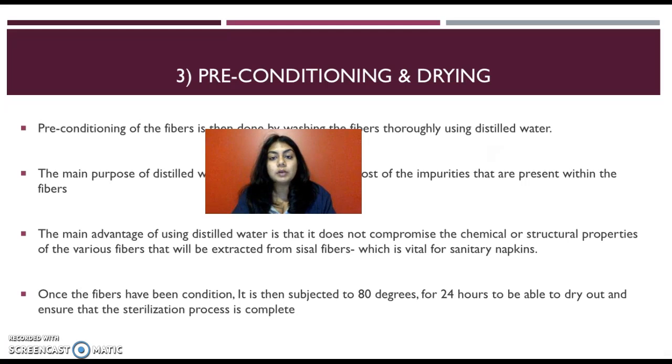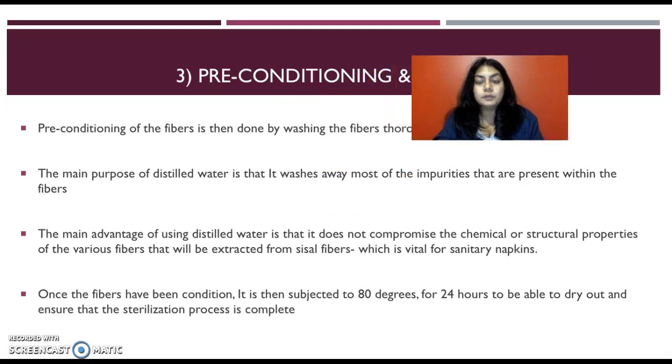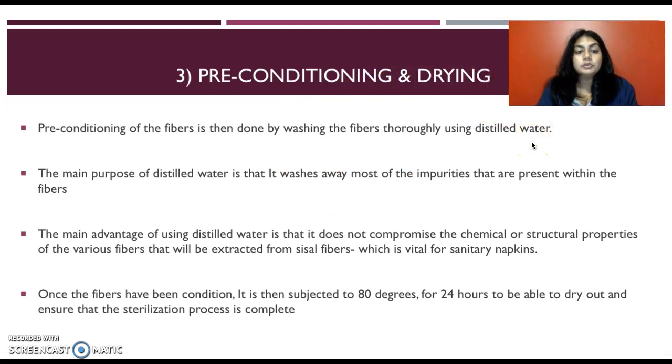So, preconditioning and drying is the third step of this process. The preconditioning of the fibers is done by washing fibers thoroughly using distilled water. The main purpose of distilled water is that it washes away most of the impurities that are present within the fiber. The main advantage of using distilled water is that it does not compromise the chemical or structural properties of the various fibers that will be extracted from sisal fibers, which is vital for sanitary napkins.